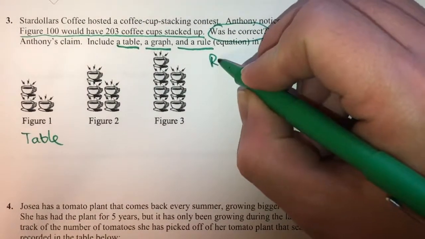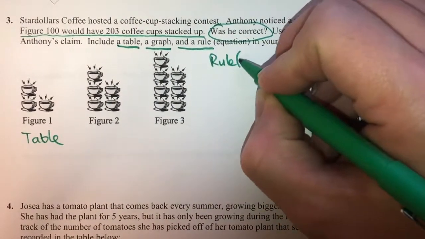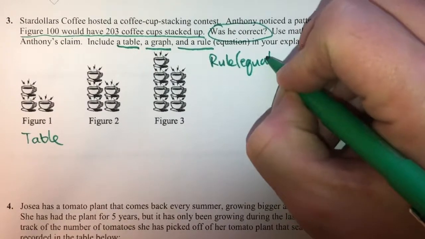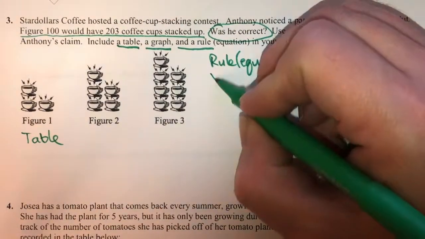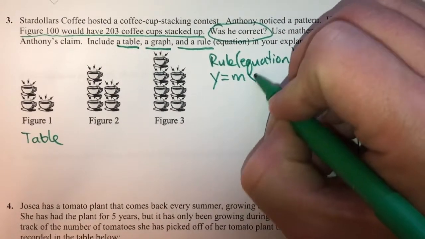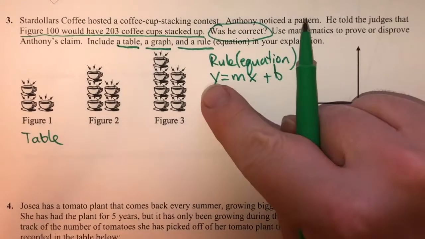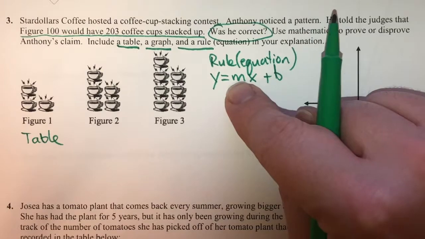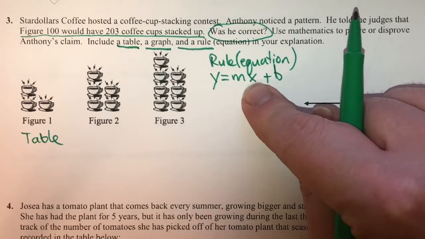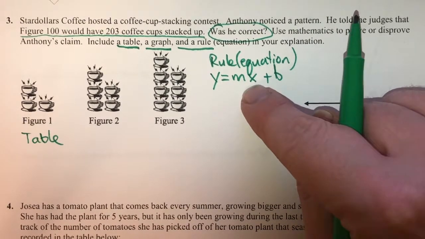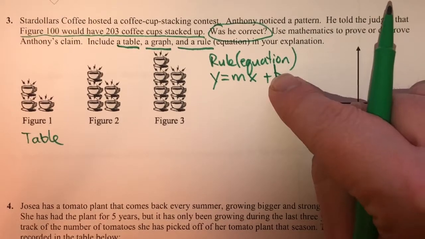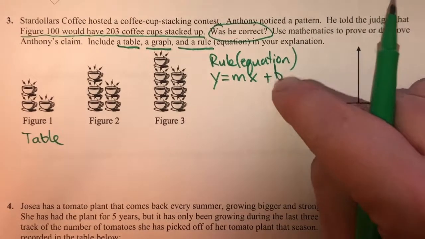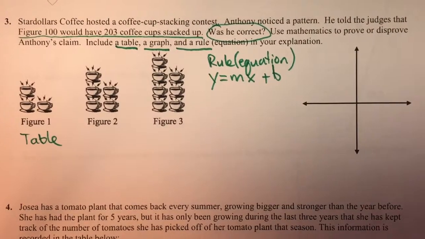I need my rule or my equation. So we should call it equation first and rule in parentheses, since we've been talking about this equation. And this is the equation we're talking about once again. We've got our y, which is our output. This is our slope. X is our input, which is our figure number. And b is our starting value. So figure 0, how many cups are in figure 0? That's what we will try to figure out in our table.